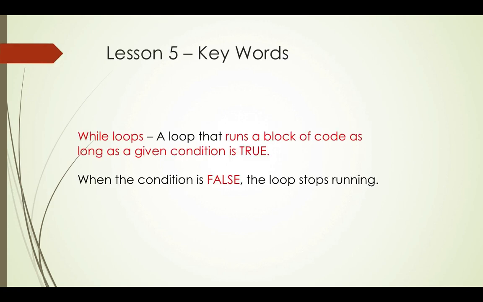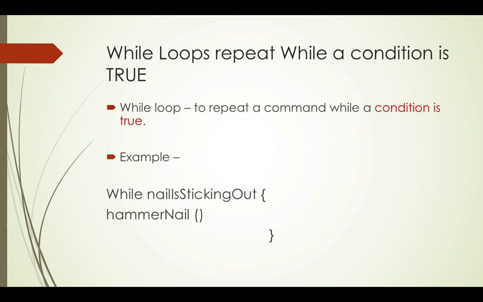We don't know when it will stop, but it stops whenever the condition becomes false. So a while loop runs a block of code as long as a given condition is true. When the condition is false, the loop stops running. So a while loop repeats a command while the condition is true. For example, while nail is sticking out, hammer nail.